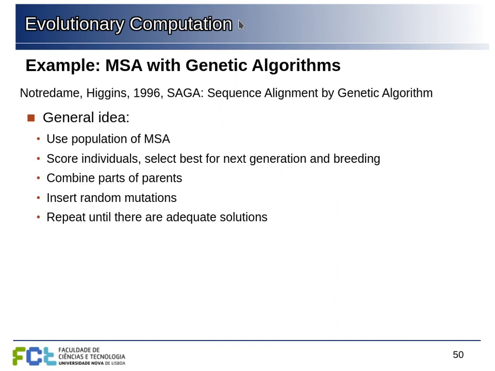So the general idea here is to use a population. In this case, it's a population of multiple sequence alignments. We need to score the individuals. We can score each multiple sequence alignment and then use those scores to select the candidates for the next generation. Then we need crossover and mutation operators so that we can combine different parts of the parents and insert diversity into the population with these mutations. And now we're going to repeat this by going from generation to generation until we have solutions that we find adequate.